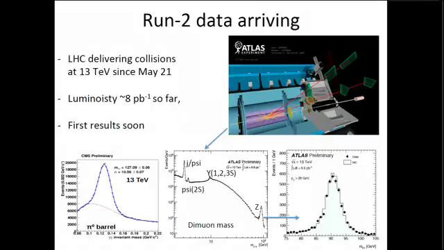This is the pi0 signal from CMS. This is the dimuon mass spectrum from ATLAS, where you see all the standard model resonances. And this also shows that for the Z, for example, we already have very good calibration, very good data to Monte Carlo agreement. So this is very promising.